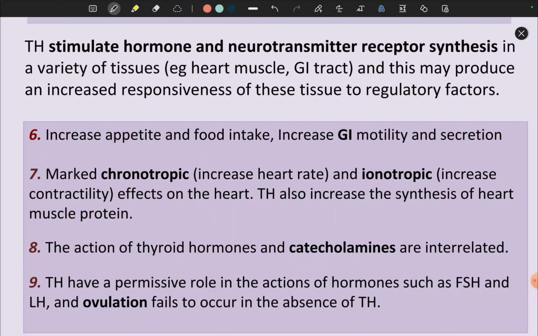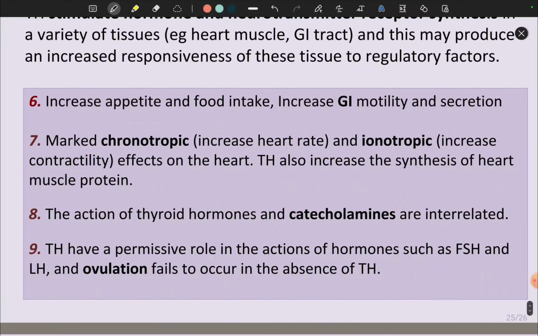It also has an effect on reproduction. It has a potentiating effect, or we can say a permissive effect, on FSH and LH. If a hormone has a permissive effect on another hormone, it means it permits this hormone to do its function. FSH and LH need thyroid hormone to produce more.